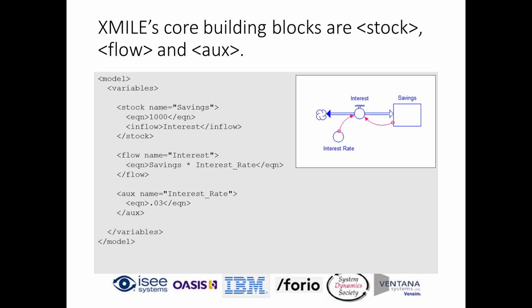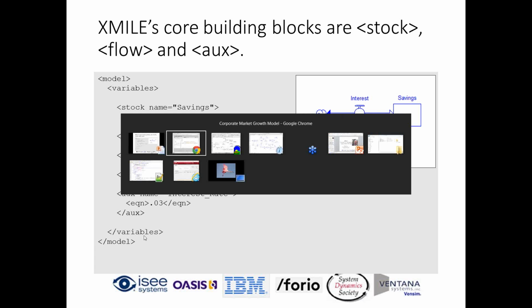And you can have 0 or more inflows, 0 or more outflows. The inflows are added to the stock. The outflows are subtracted from the stock. It's very standard system dynamics structure. Flows are basically the variables that can be put into the inflows or outflows. So here the interest flow has the equation savings times interest rate. And then here is interest rate, and it's just a constant. So auxiliaries are other variables, and they can be equations or they can be constants. So those are the primary building blocks that make up a model.